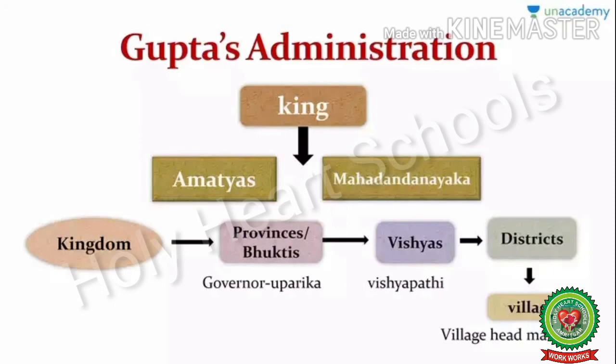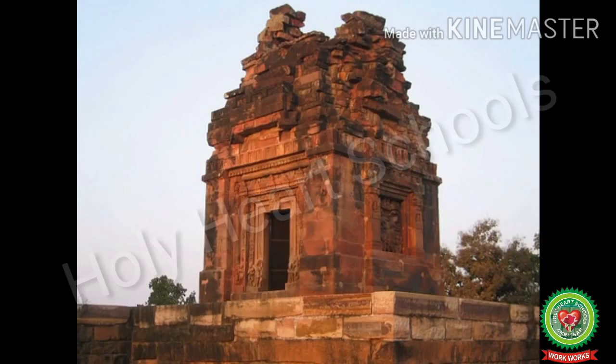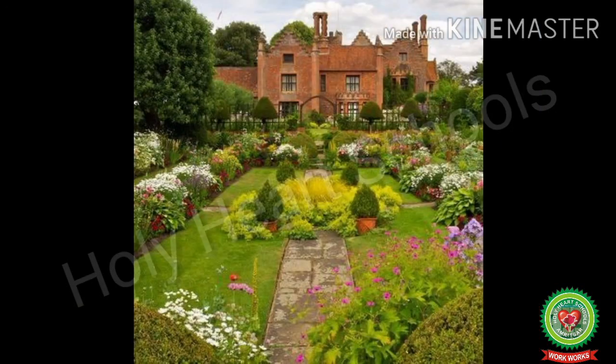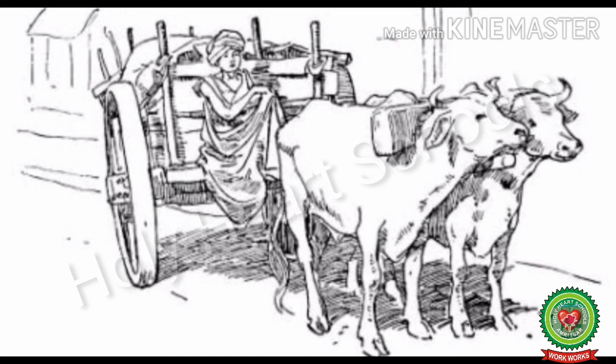So, as the Gupta Empire was too large, it was very difficult to be governed directly from one center. Due to this reason, the administration was decentralized. Or you can say, for administrative efficiency, the empire was divided. The Gupta kings also built holy places and gave land, houses, gardens, and bull carts for cultivation.